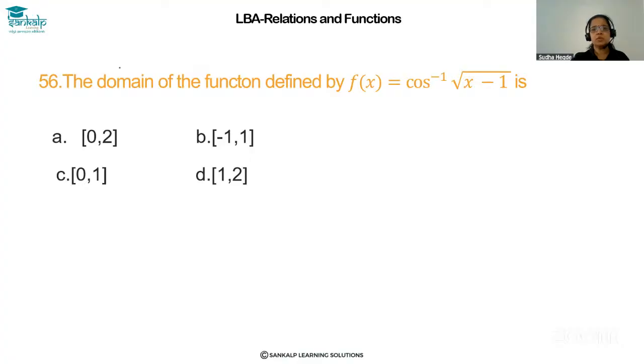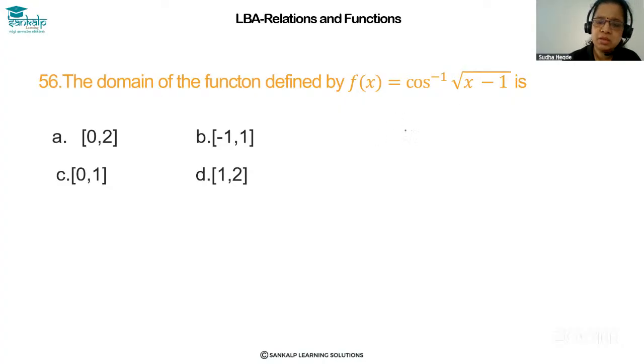Hi students, the question is: the domain of the function defined by f of x equals cos inverse of square root of x minus 1 is. The options are: option A, closed interval 0 to 2; option B, closed interval -1 to 1; option C, closed interval 0 to 1; option D, closed interval 1 to 2.